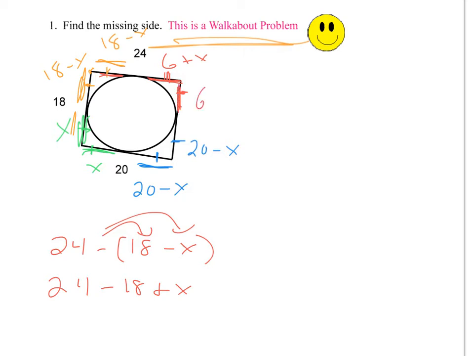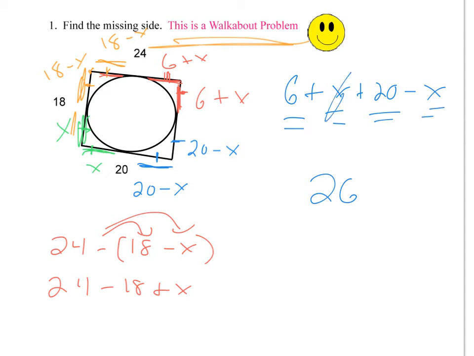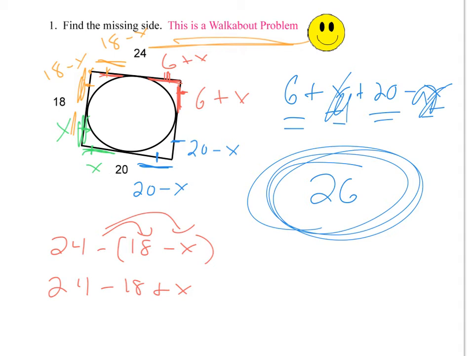in red is also 6 plus x, which means now this total length of my missing side, this length right here, is 6 plus x plus 20 minus x. Let's write that out. 6 plus x plus 20 minus x. Well, 6 plus 20, that's easy. That's 26. Plus x and minus x, well, that's nothing. So my final answer is 26.